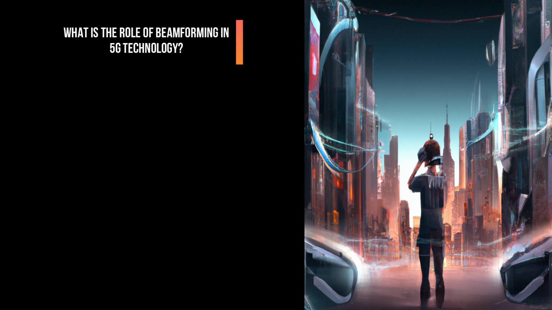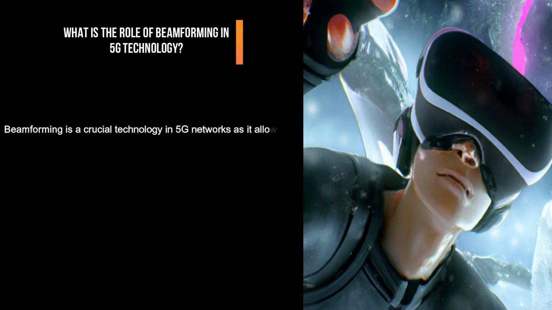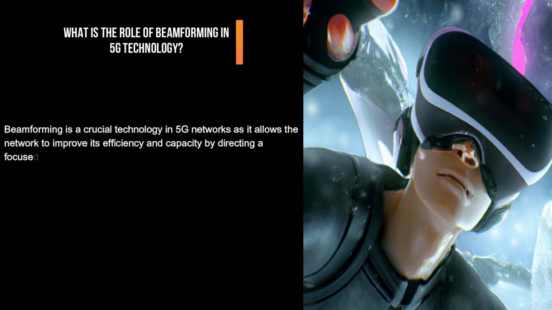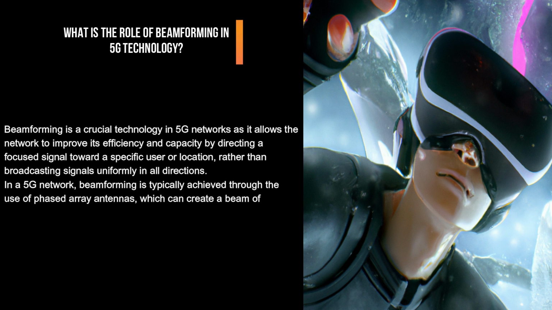What is the role of beamforming in 5G technology? Beamforming is a crucial technology in 5G networks as it allows the network to improve its efficiency and capacity by directing a focused signal toward a specific user or location, rather than broadcasting signals uniformly in all directions. In a 5G network, beamforming is typically achieved through the use of phased array antennas, which can create a beam of radio waves that can be directed toward a specific user or location.